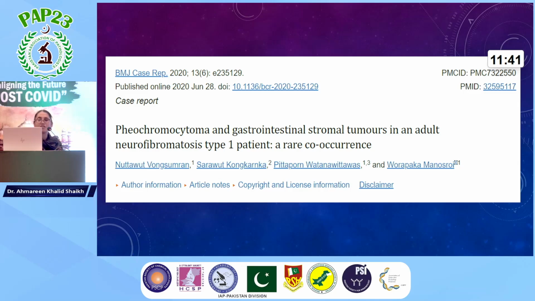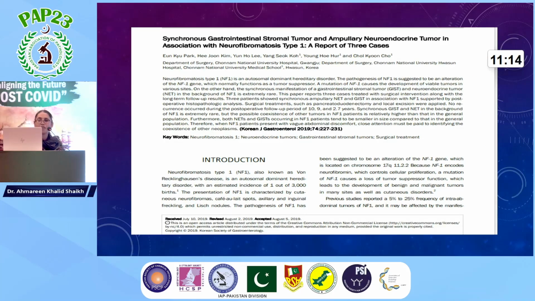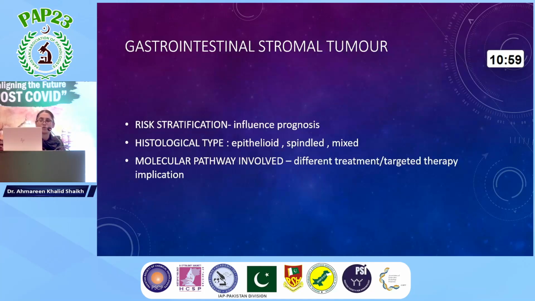This was another case of 2020 in which there was also a co-occurrence of pheochromocytoma and gastrointestinal tumor in a patient with neurofibromatosis. Then we found a single case report in which triple malignancy was the first presentation of neurofibromatosis, as in our case. In that report, the patient had a neuroendocrine tumor and a pheochromocytoma. We also found case reports, three from a Korean journal, in which the synchronous presence of neuroendocrine tumor and GIST is very suggestive of neurofibromatosis.